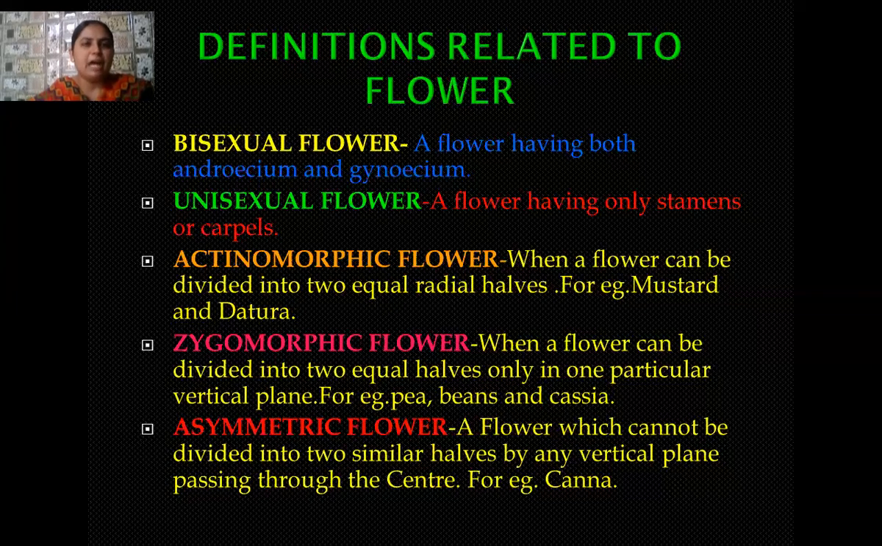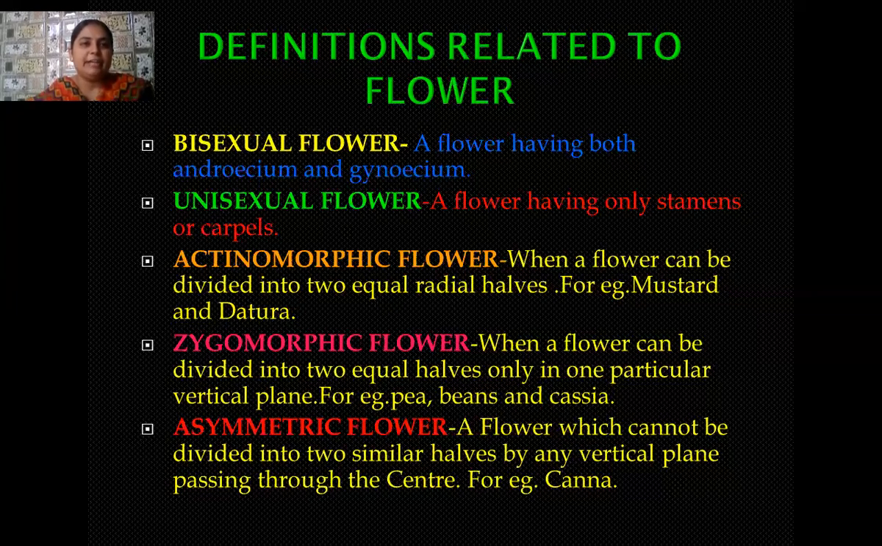Unisexual flower: a flower which has only stamens or only pistils or carpels, you can say. So it may be a staminate flower or it may be a carpellate flower. Such a flower is known as a unisexual flower. And what is an actinomorphic flower?